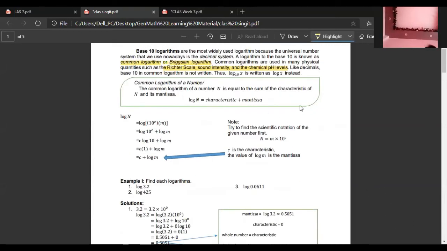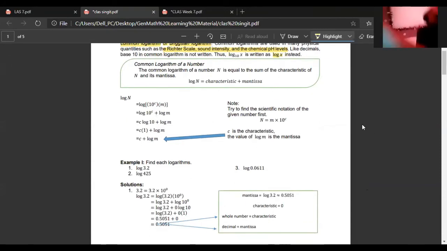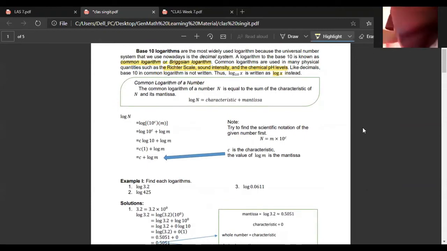So, katulad ng sinabi ko kanina, base 10 logarithms is not written. Thus, the logarithm of x with a base 10 is written as log x instead. Okay? Ayan po siya. Common logarithm of a number. The common logarithm of a number n is equal to the sum of the characteristic of n and its mantissa.